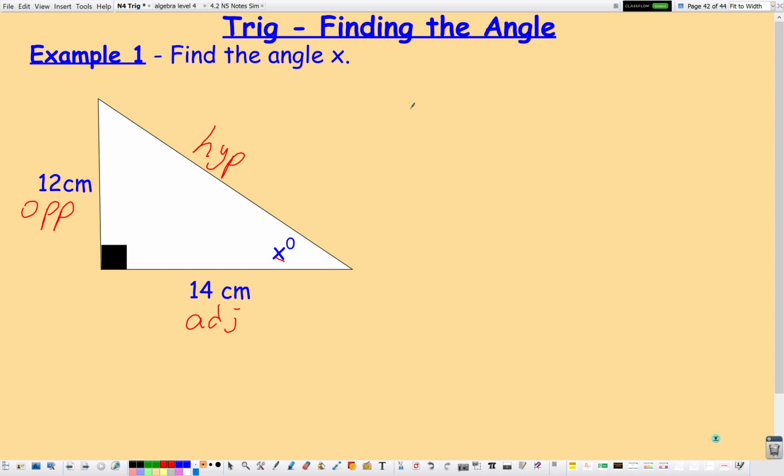Okay, now we're going to do our SOHCAHTOA to figure out which of the trig functions that we are going to use. Probably some of you are getting to the point where you could tell kind of straight away. We don't have the hypotenuse, so it can't be either sine or cosine. We have the opposite, we have the adjacent, so it is tan.